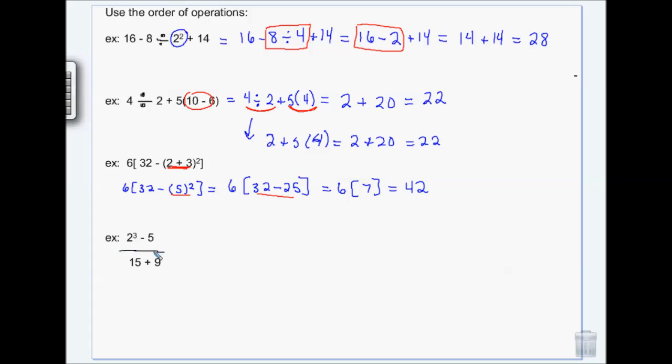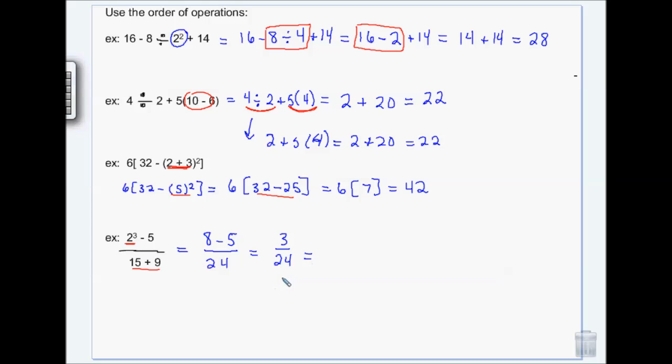Here I have a fraction bar. So I need to work the top and the bottom of the problem separately before I do the division. But again, I can do them at the same time, I just have to do them separately. So I can say 2 to the third first, and then I can also do the 15 plus 9 in the same step. So that's 8, and that's 24. And then I can do the 8 minus 5, so that's 3 over 24.